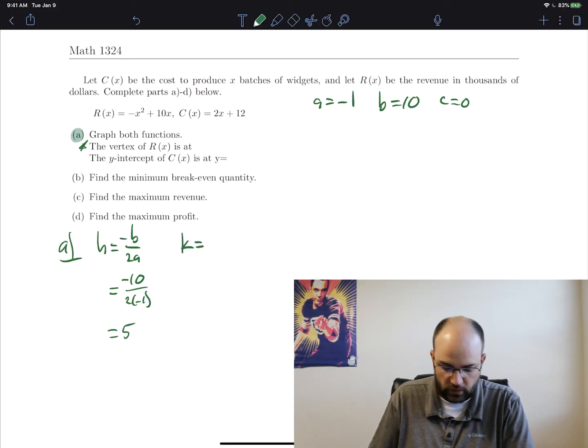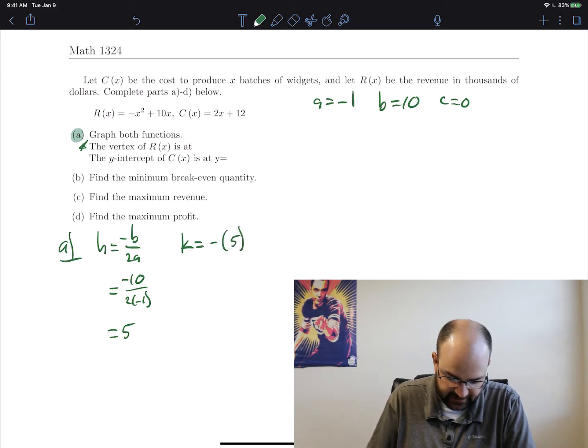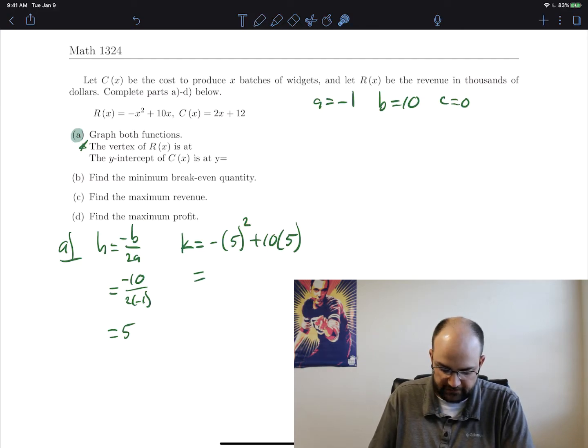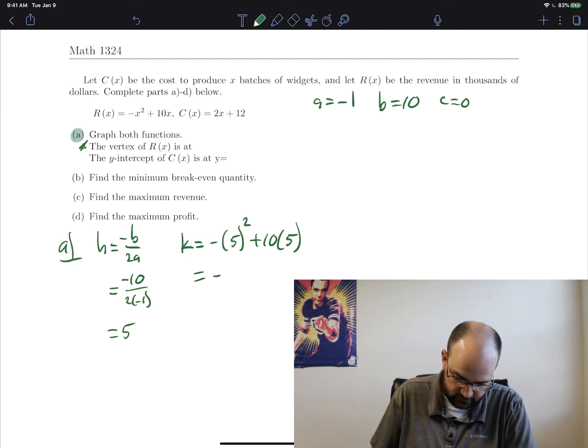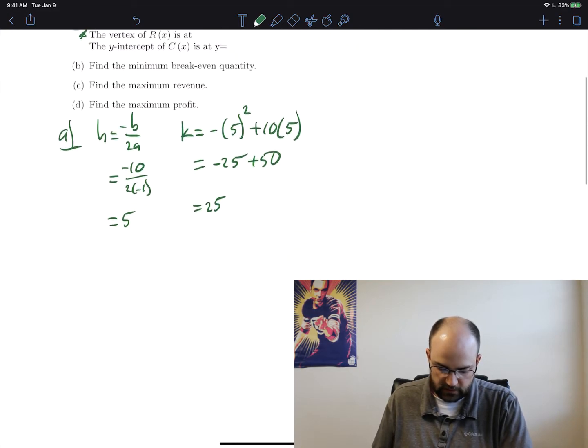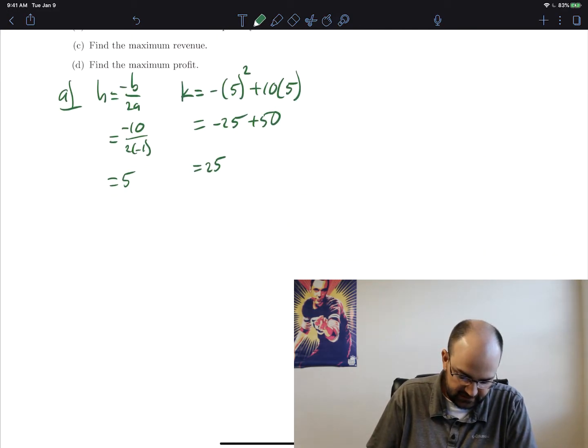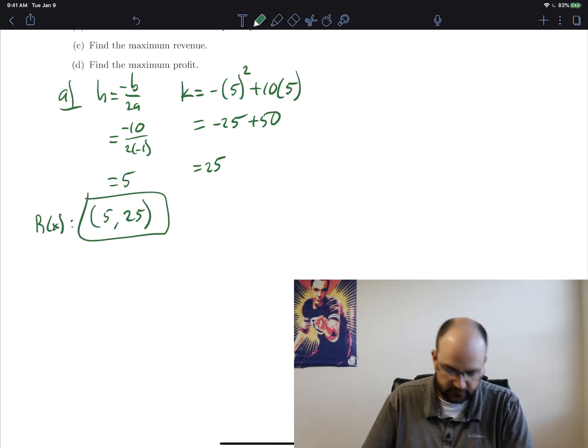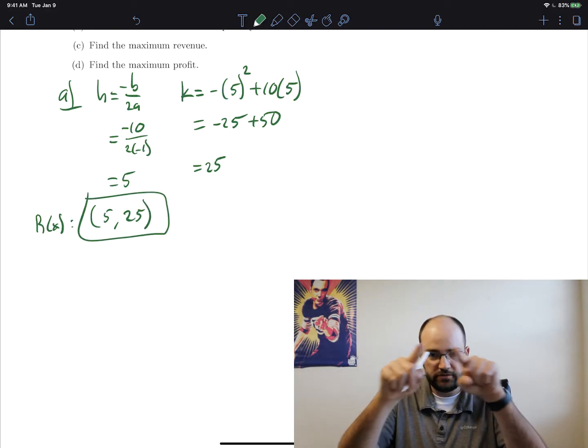To find the y value, plug that +5 in, makes that negative parentheses 5 close parentheses squared plus 10 parentheses 5 close parentheses. So 5 squared is 25, making it a -25. 5 times 10 is 50. -25 plus 50 is 25. So that means that the vertex for R of x is the coordinate 5, 25. Good, and it's opening down, so that's actually the maximum value.